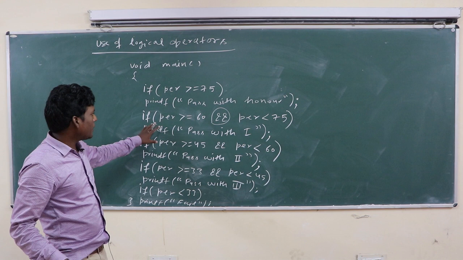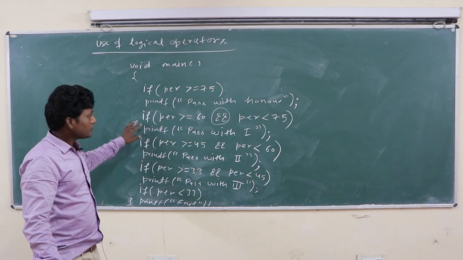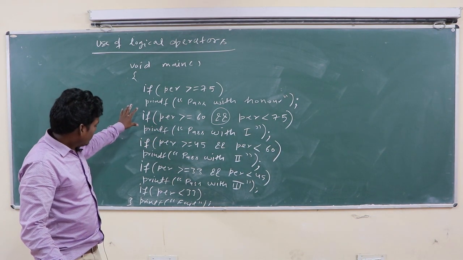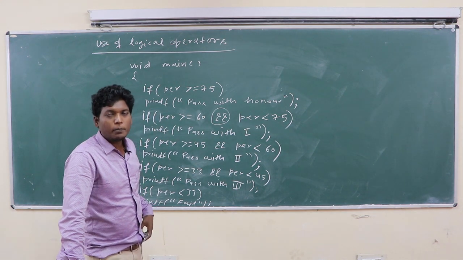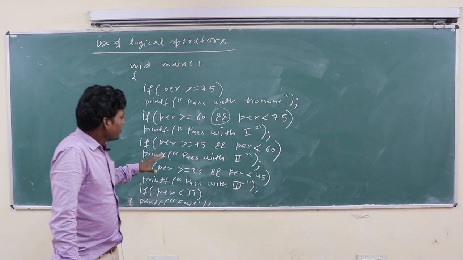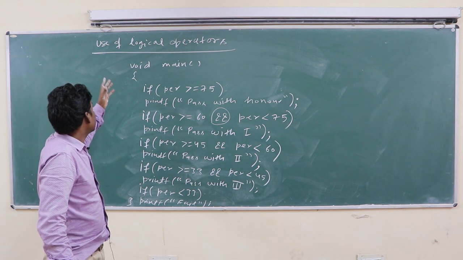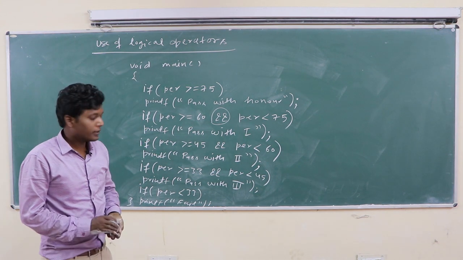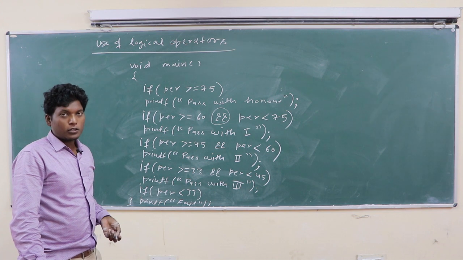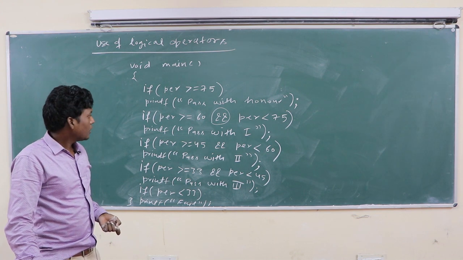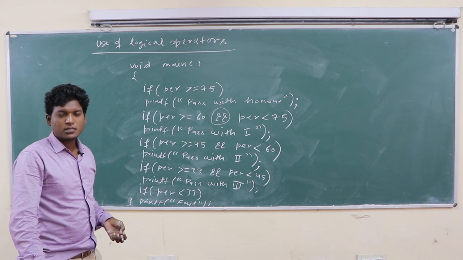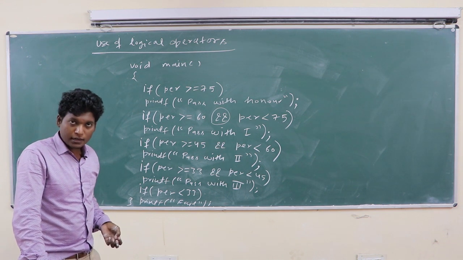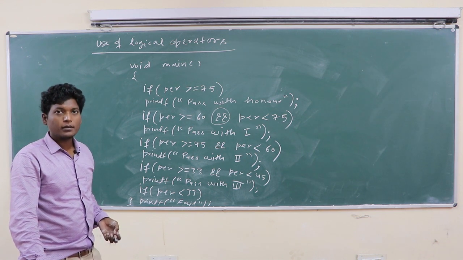So with the help of logical operators, you check whether the student is fail or pass. If pass, then with what grade? With another methodology that is called use of logical operator. Okay. So the same problem is solved by three methods: nested if else, if ladder, and use of logical operator.